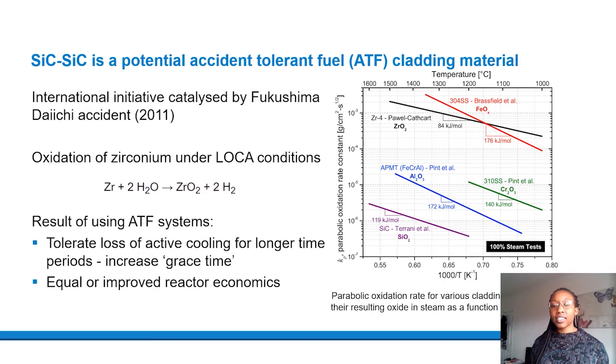We can see that silicon carbide has an oxidation rate which is 2 orders of magnitude lower than that of zirconium. As a result, by using silicon carbide, we can increase the grace time, the time available to respond to accident conditions, and then we can also leverage silicon carbide's other favourable properties for a potential nuclear application.